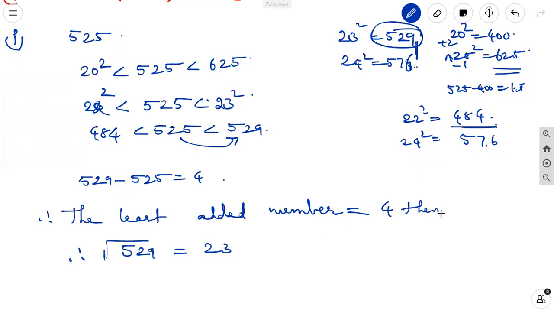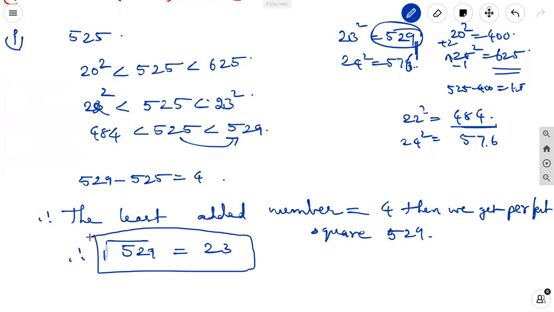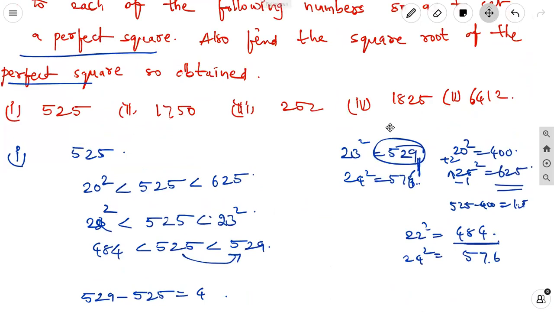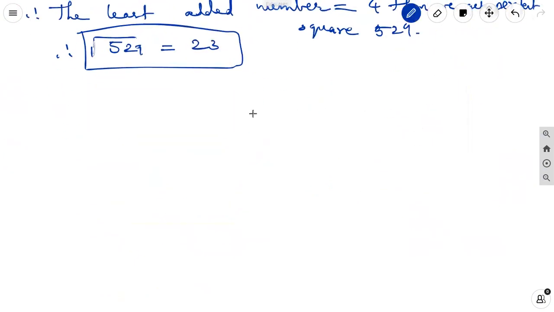Then we get a perfect square number, 529. Then the square root of 529 is equal to 23. Next, I am doing one more problem and the remaining two you have to do. Here, the fifth one I am taking. The fifth one is 6412.